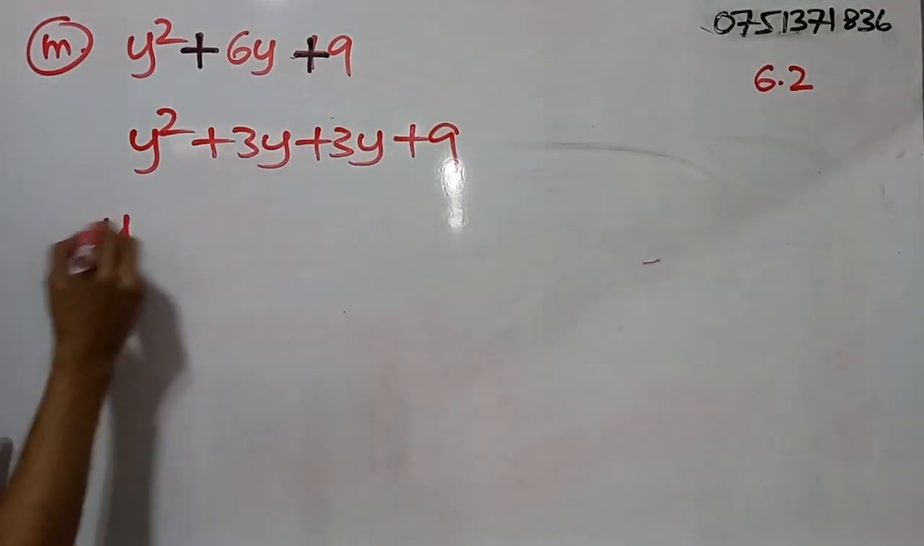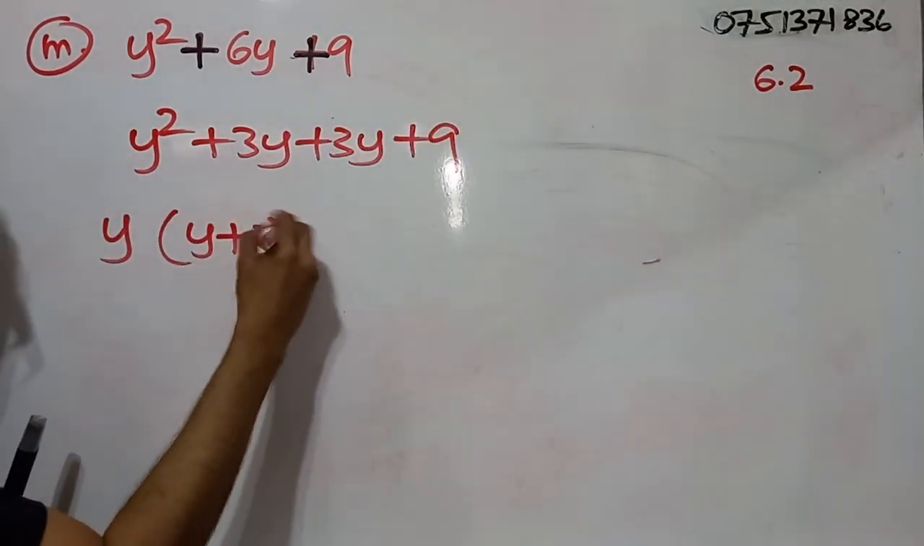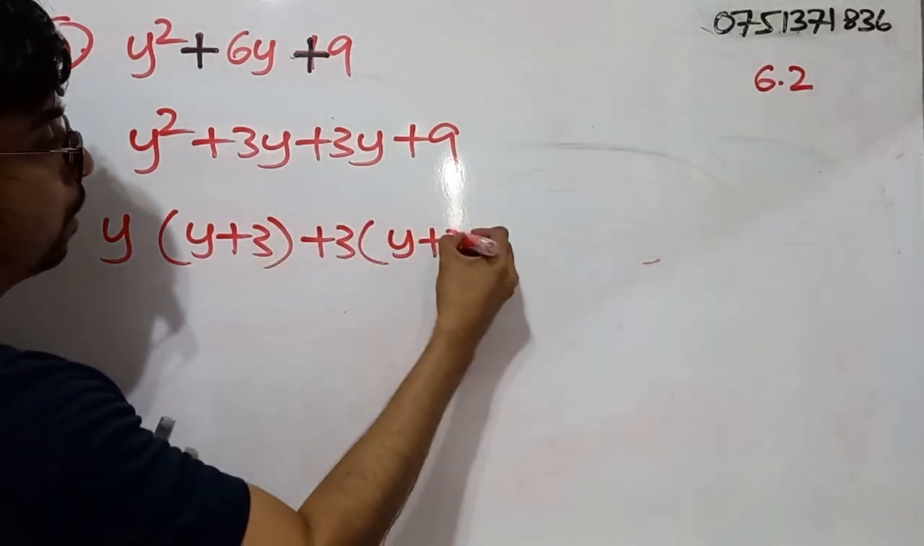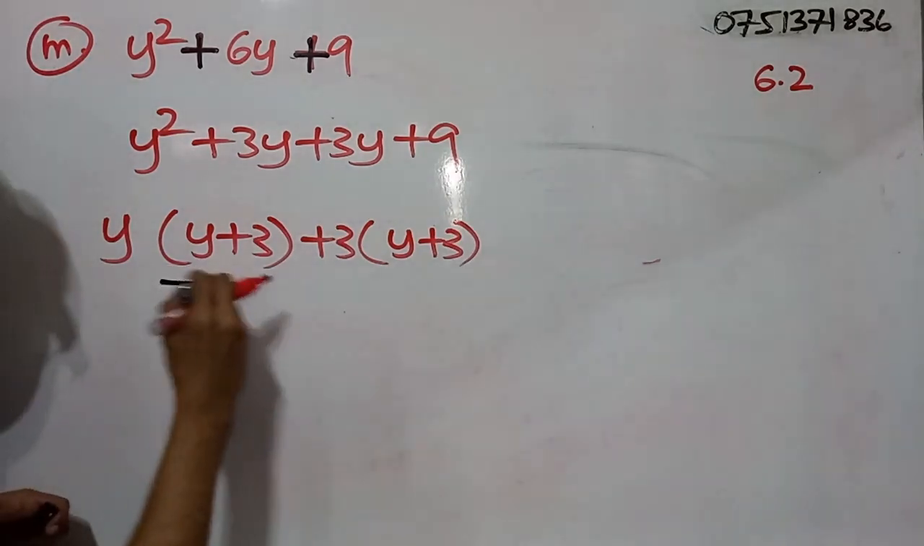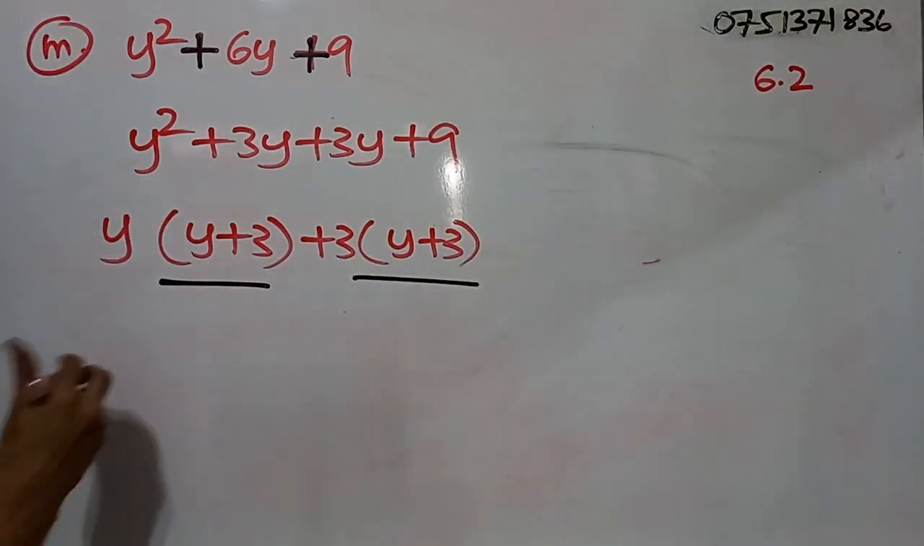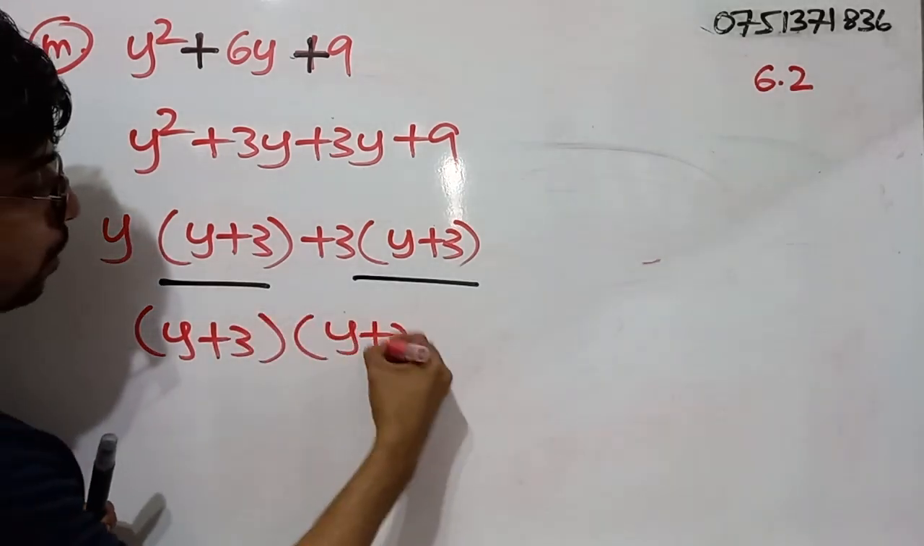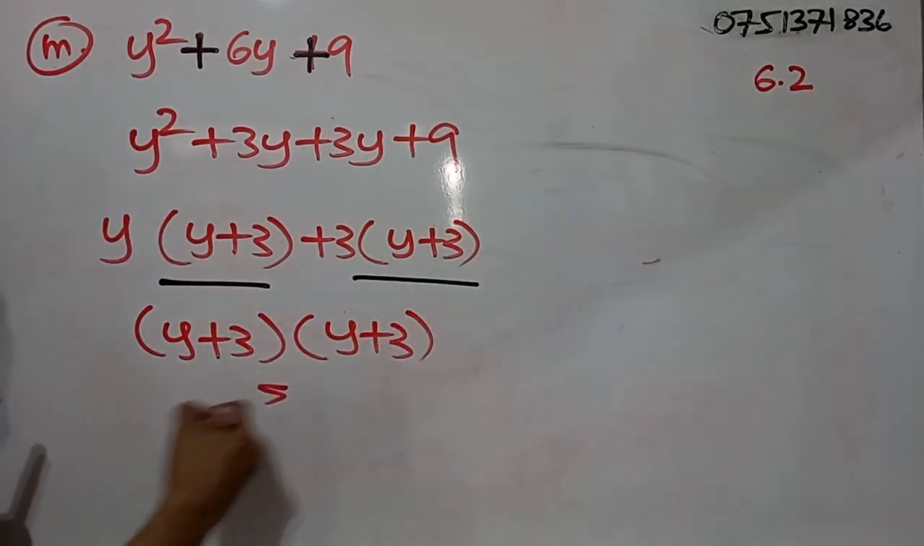Consider these two. What's the common factor? Y. So y plus 3. Plus 3. Consider these two terms. Y plus 3. Now these two expressions are common. So we can write y plus 3 into y plus 3. Right. So this will be the answer.